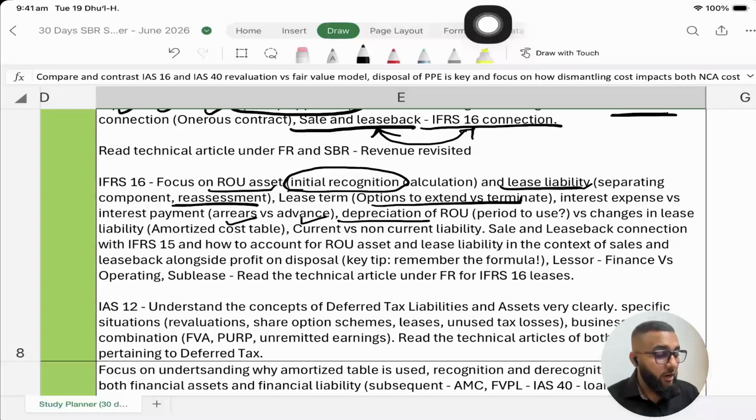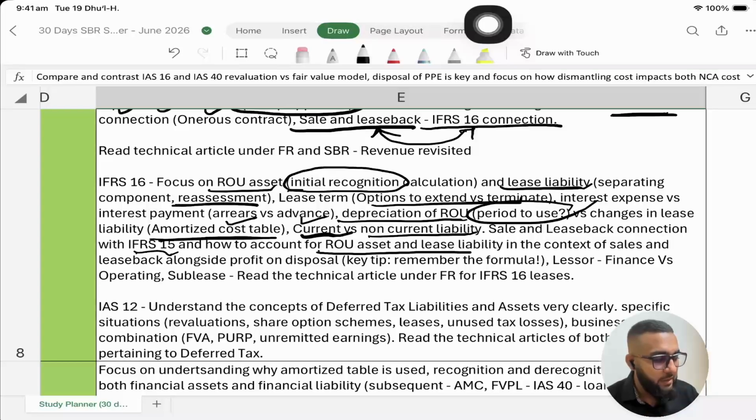All right. Then depreciation of the ROU asset. What's the period that you're going to use to depreciate? What period is applicable? Versus changes in lease liability, the amortized cost table, right? Using the amortized cost table to understand how the lease liability changes from one year to the other and how there are current versus non-current implications, right? In what way are you going to know which part of that is current liability and which part of it is non-current liability? Again, payments in arrears or in advance are going to affect this as well. Then sale and leaseback connection with IFRS 15, how both the standards have a connection there, and how to account for the ROU asset and lease liability in the context of sale and leaseback alongside profit on disposal.